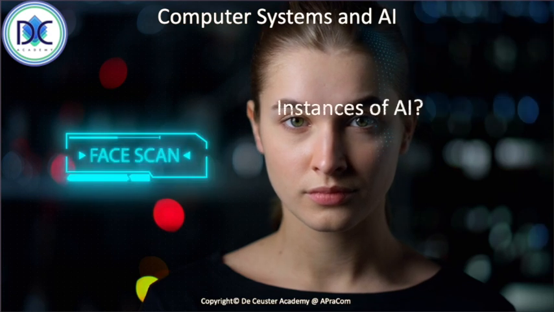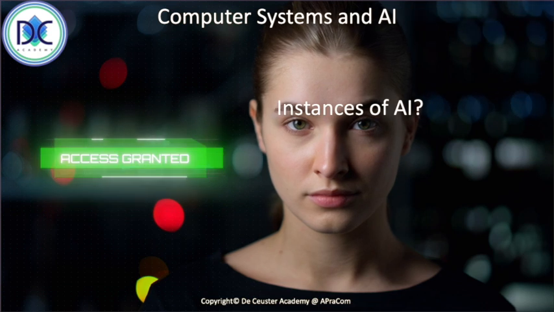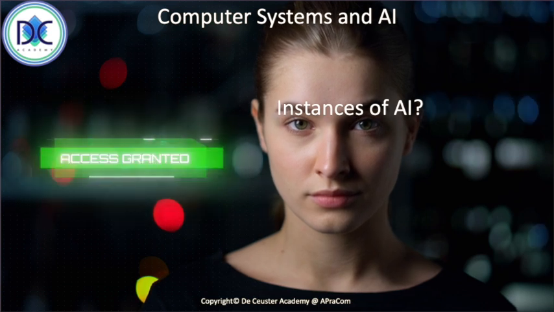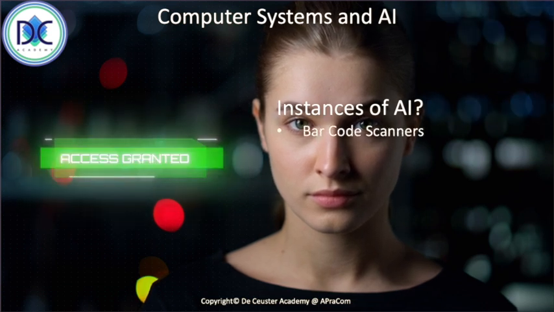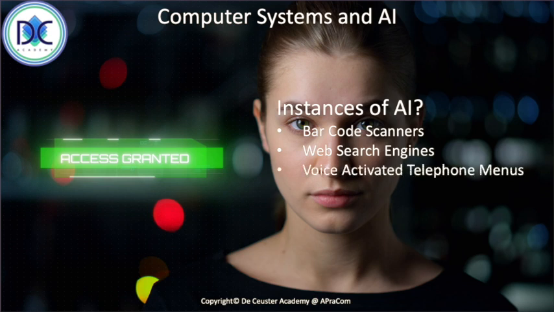In this lesson, we're going to talk about computer systems and artificial intelligence. In this section, I will be looking at some instances of artificial intelligence. And we look at some examples. For example, barcode scanners. How do they include AI, or are they instances of AI?